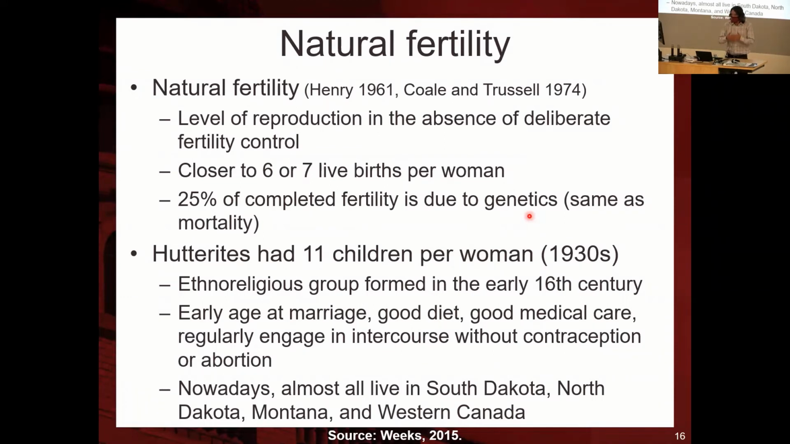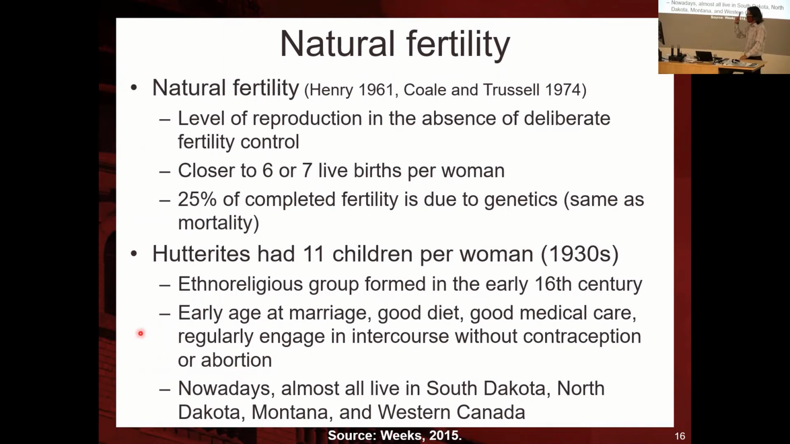And demographers, in practice, usually take the fertility of a specific group of women, the Hutterites, as an estimation of natural fertility. The Hutterites back in the 1930s had on average 11 children per woman. And this specific ethno-religious group was formed in the early 16th century, and they have all the characteristics that I mentioned here to calculate natural fertility.